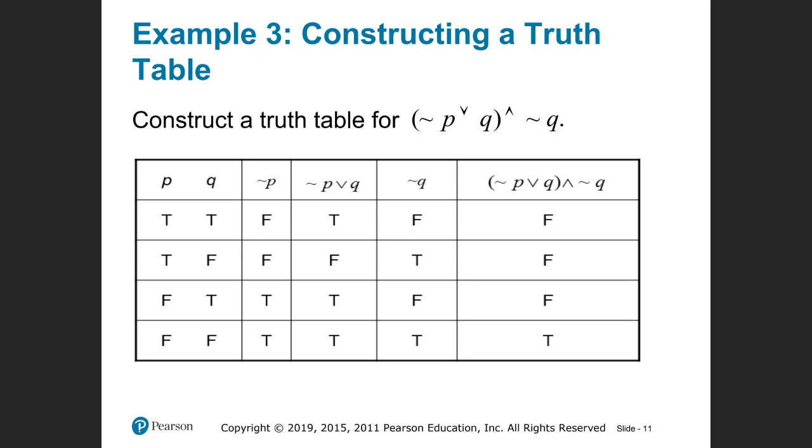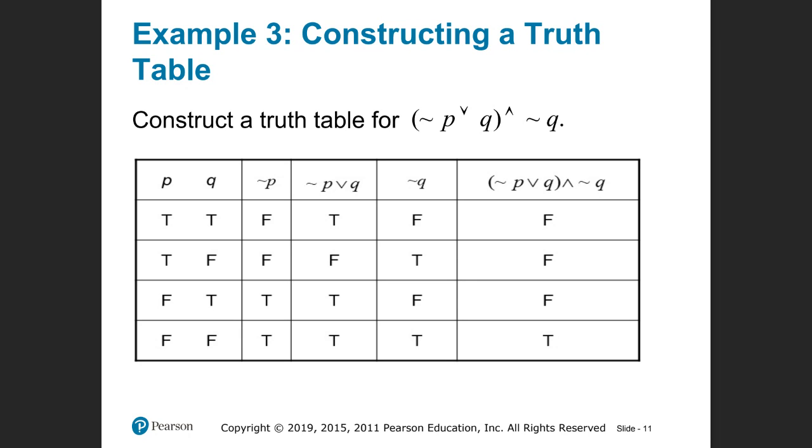Okay, we are going to deal with the part inside the parentheses, if you recall from a previous section. So we're going to do not P or Q. One of these is true for the first one, true and false, so we get true. For the next line, both are false, so it's false. And for the remaining two, it would be true because not P is true and Q is false.